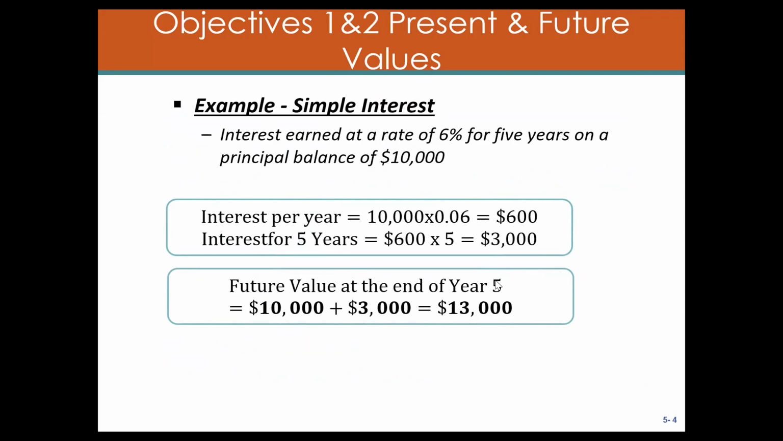So now, simple interest. Let us say I earn 6% interest for 5 years on a principal balance of $10,000. So I do my interest per year, because simple interest is on what? On the original balance, the initial balance. That's it. So 6% times 10,000 is $600. And for 5 years, I multiply that interest, so it's $3,000 in interest. So my future value will be $10,000 plus $3,000 interest, which is $13,000.